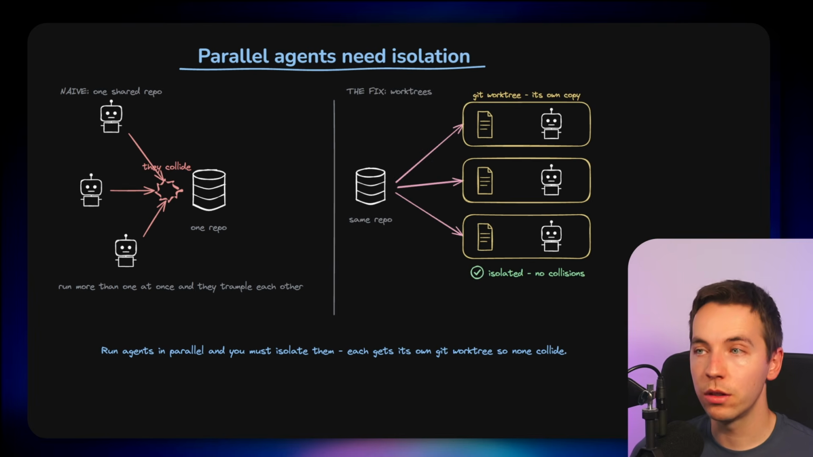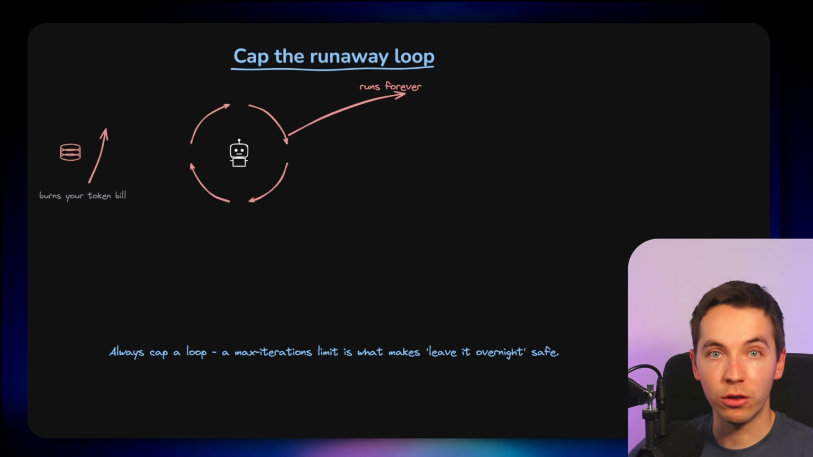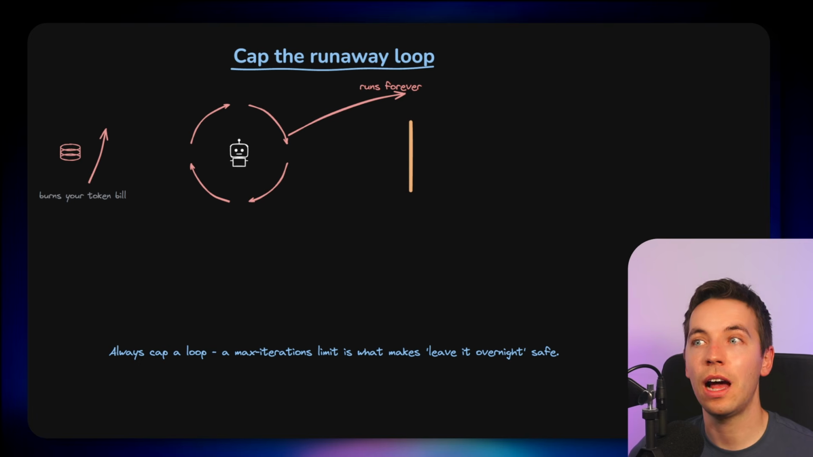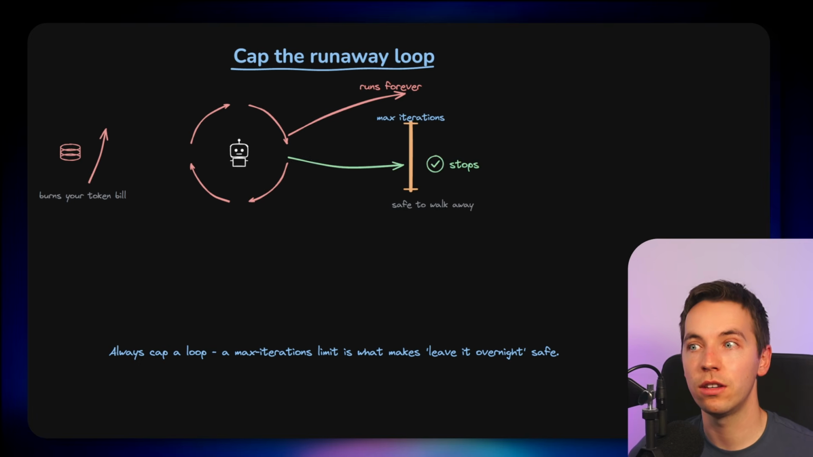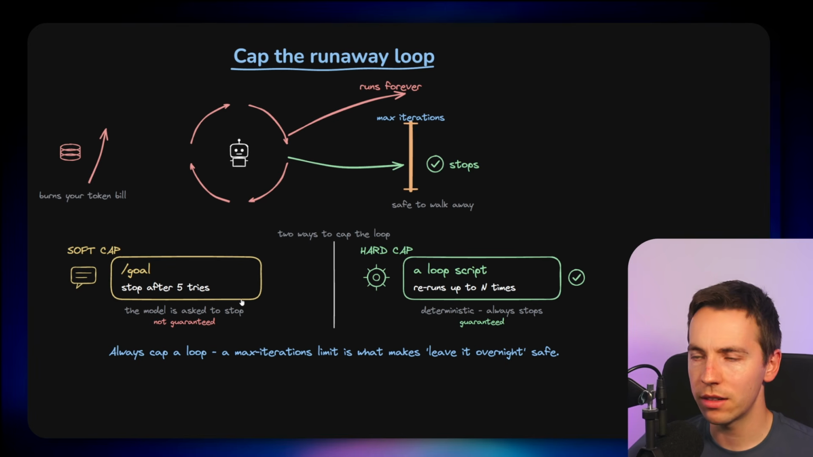They are a great option, but keep in mind that Worktrees can really overcomplicate matters. It's also very important to make sure that your loops do not just run forever, so you generally should have a max iterations count to just stop it at a certain point. With Claude Code's goal command, you have a soft cap.